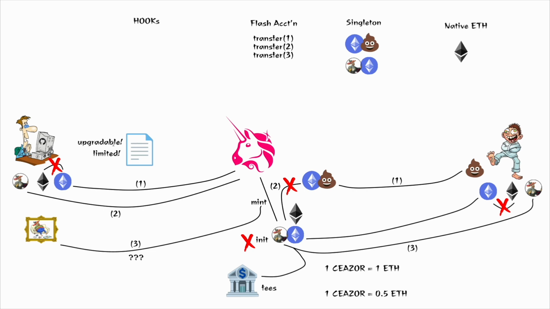Now, although I say it's upgradable, it is limited, okay? It's not like they can change everything inside Uniswap. They can only predefine some parameters. But one thing I would say for sure is if you're going to interact with a pool, make sure that the hook is verified and you can read the code. It's not an unverified contract, okay?